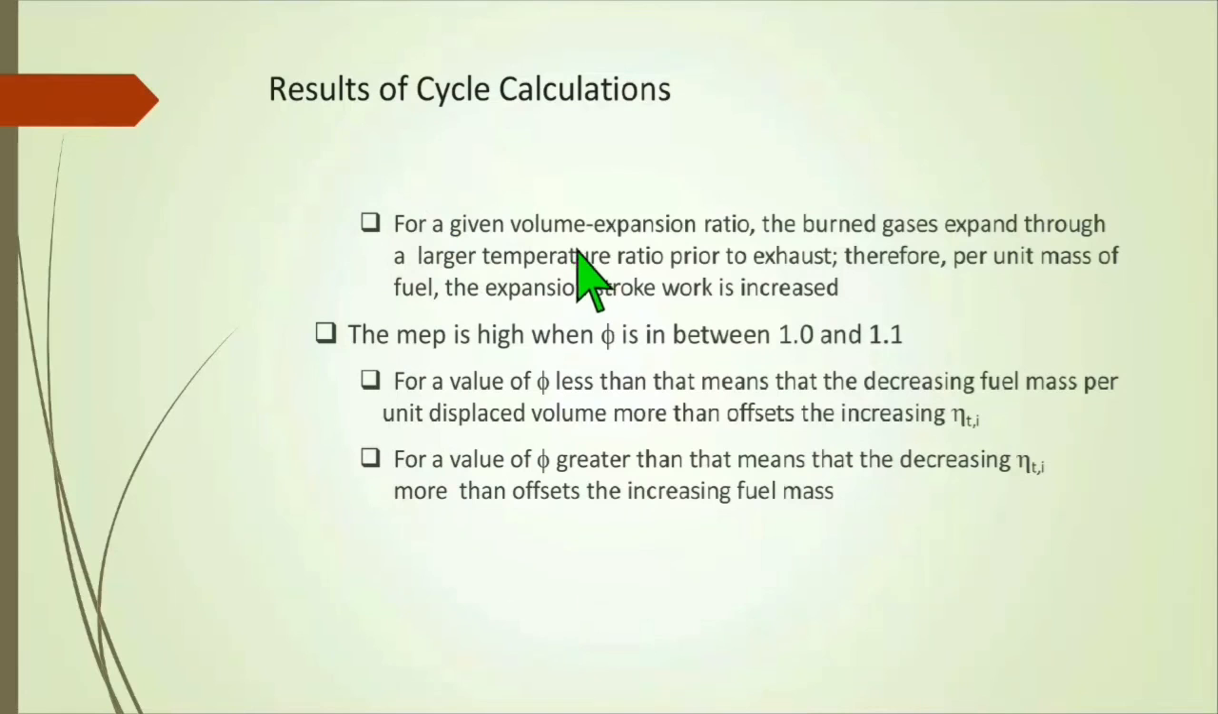For a given volume expansion ratio, the burned gases expand through a larger temperature ratio prior to exhaust. Therefore, per unit mass of fuel, the expansion stroke work is increased. The MEP is high when phi is between 1.0 and 1.11. For a value of phi less than that, the decreasing fuel mass per unit displaced volume more than offsets the increasing eta_ti. For a value of phi greater than that, the decreasing eta_ti more than offsets the increasing fuel mass.